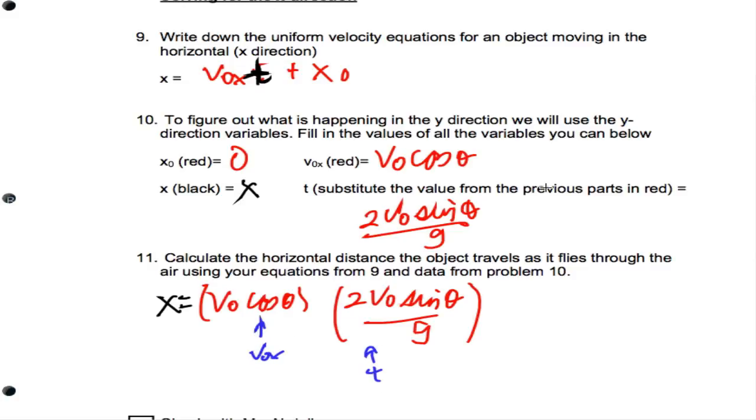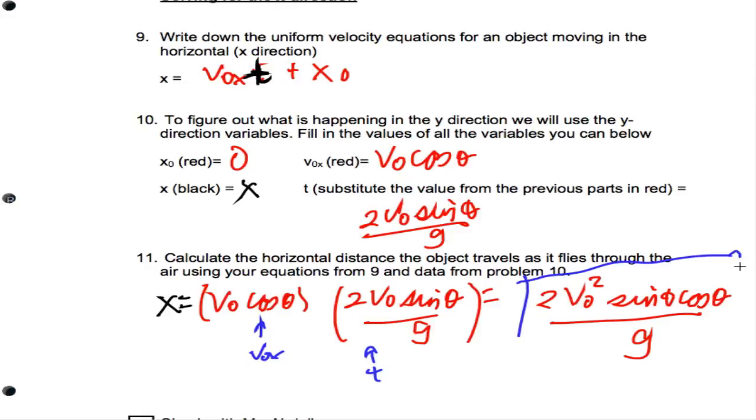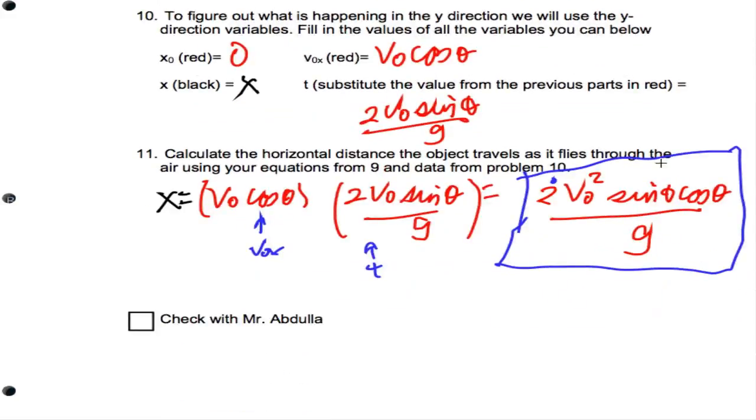When we simplify, there's a couple of options here. When you write this out, it's going to end up being 2 v naught squared sine theta cosine theta over g. This is one way you can memorize this. Now, I'm going to do some trig. It turns out that when I have 2 times sine theta times cosine theta, for those of you that know trig, this is actually a double angle formula.